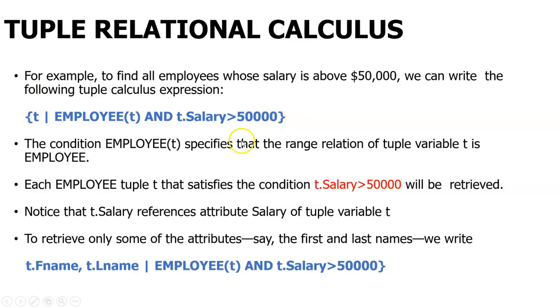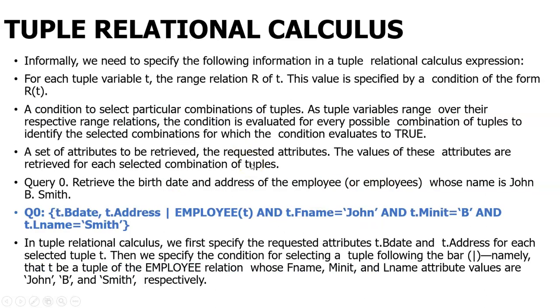Similarly, if you want specific attributes, you make it with the representation of T. If I want the first name and the last name, I'll mention T dot first name, T dot last name. Likewise, the condition is also processed with T dot salary. Here also T dot salary. Previously in domain relational calculus, you don't need to mention T here. So when you want to select a particular tuple, a particular row, you will go for tuple relational calculus.